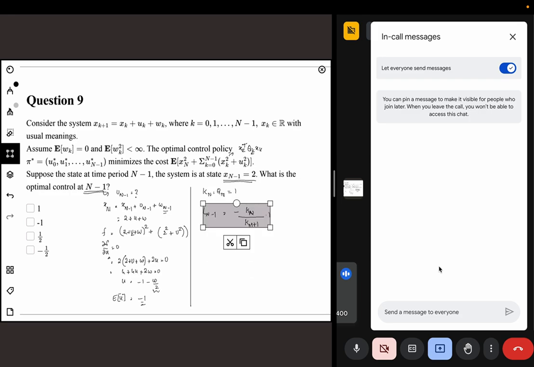I can directly use k and get the ln minus 1 value. This will give me minus half. And from there, I can directly determine what the optimal value at n minus 1 is. It's basically ln minus 1 times whatever xn minus 1 value you are going to have. So that is minus half times 2.